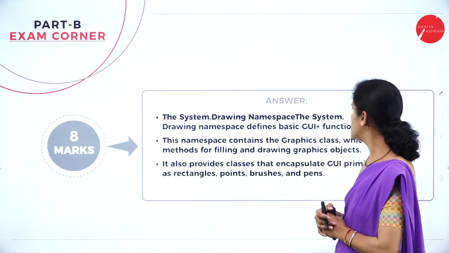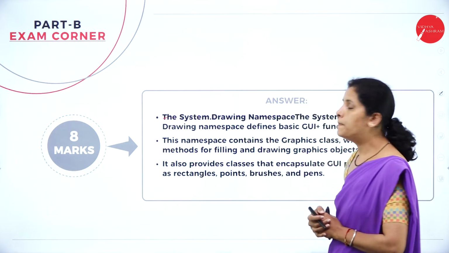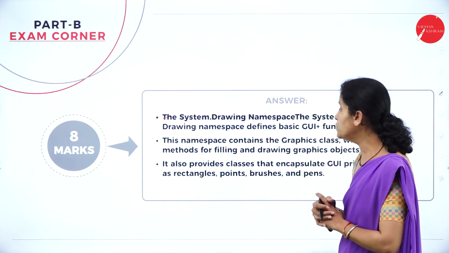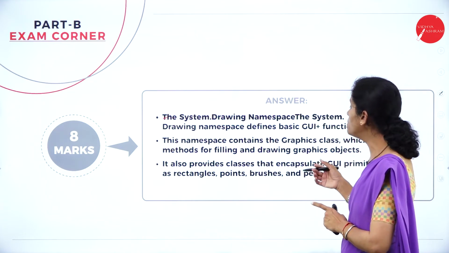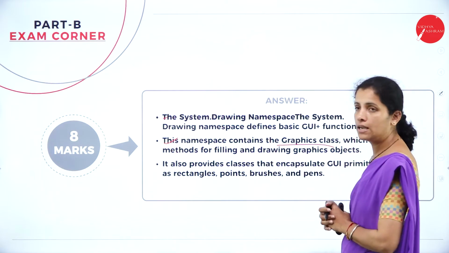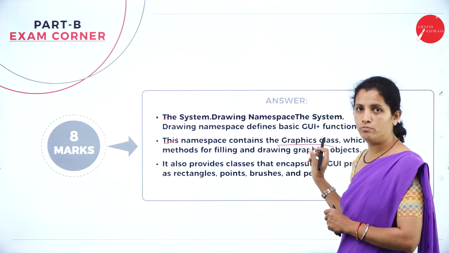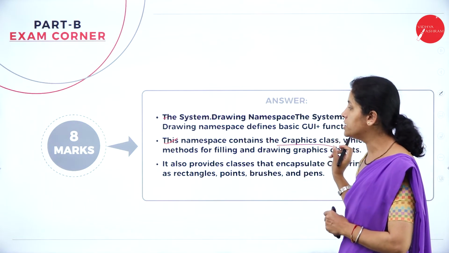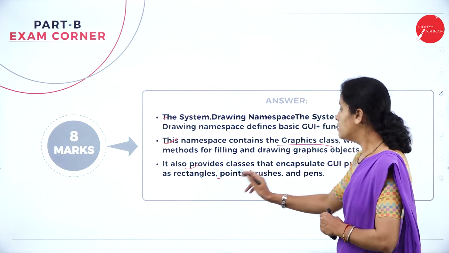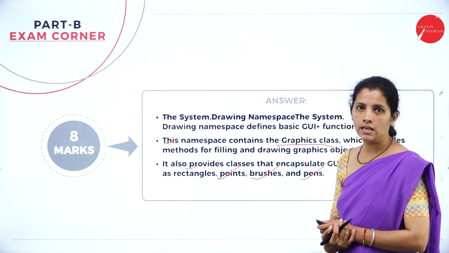System.Drawing namespace. The System.Drawing namespace defines basic graphical user interface. So dear student, it is mainly used to fill and draw the object. So this namespace contains the Graphics class that is mainly used to fill and draw the object. That's nothing but the graphical object. It also provides classes to encapsulate fonts, brushes, pens, as well as rectangles.